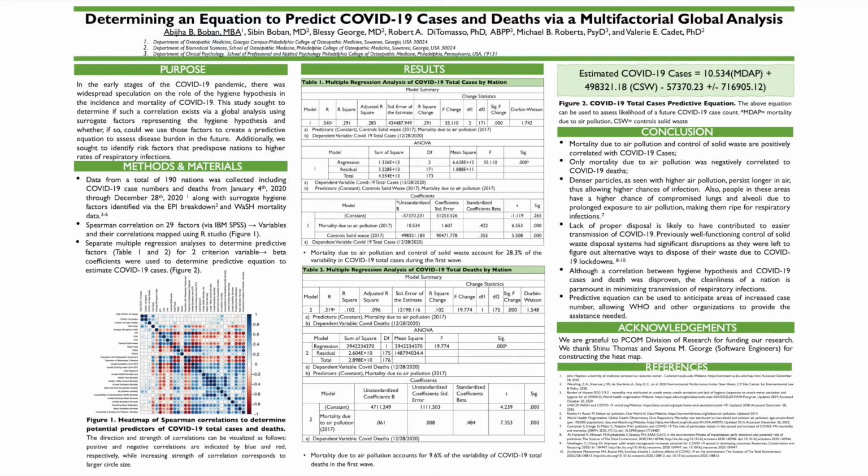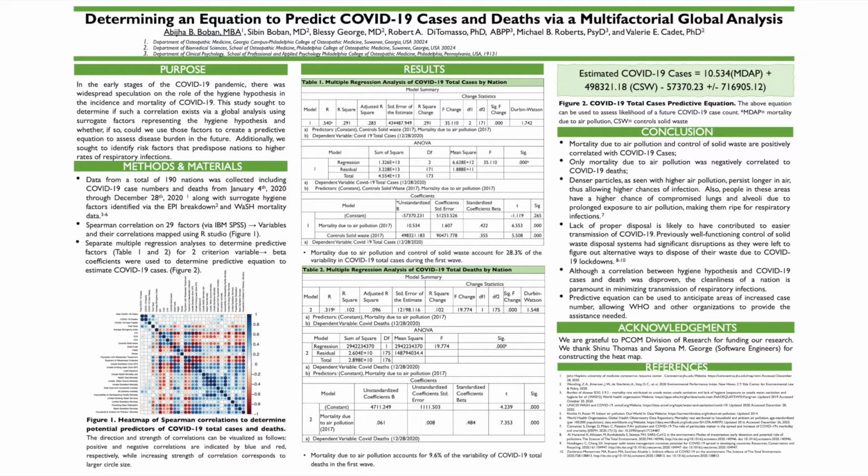The conclusion drawn from this research is that mortality due to air pollution and control of solid waste are positively correlated with COVID-19 cases. Only mortality due to air pollution was negatively correlated to COVID-19 deaths. A couple of theories and other findings explain these results.